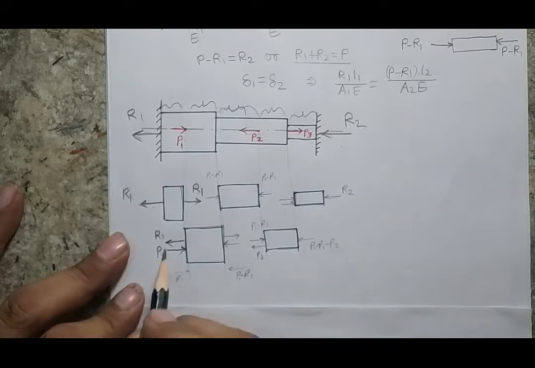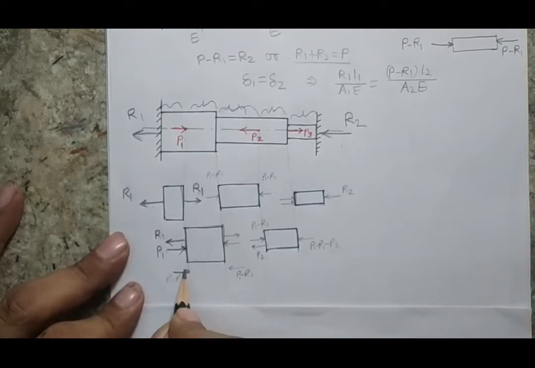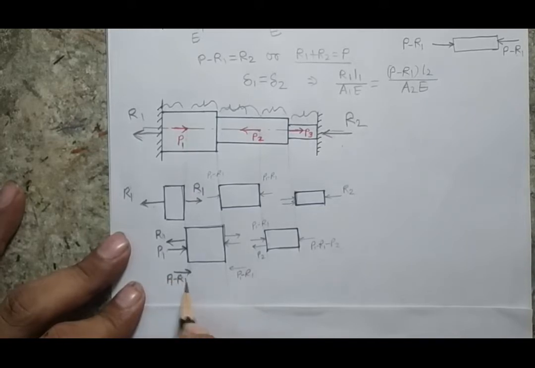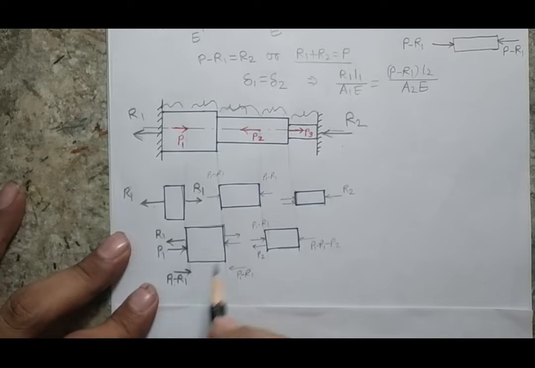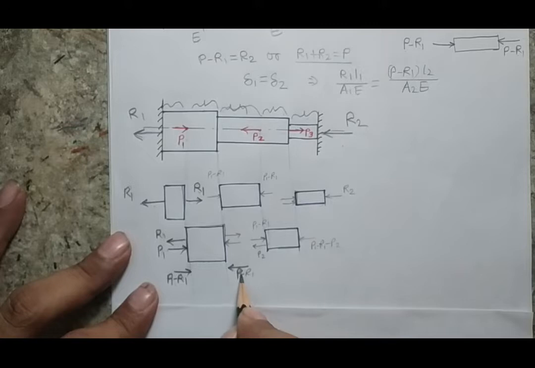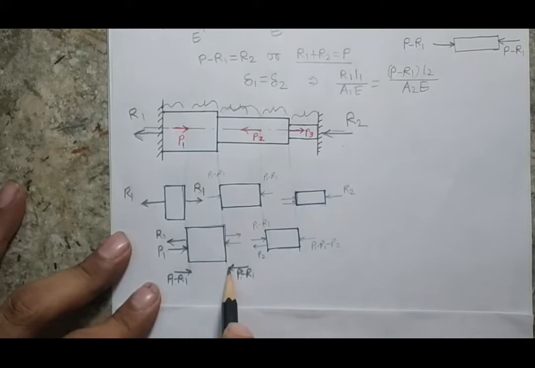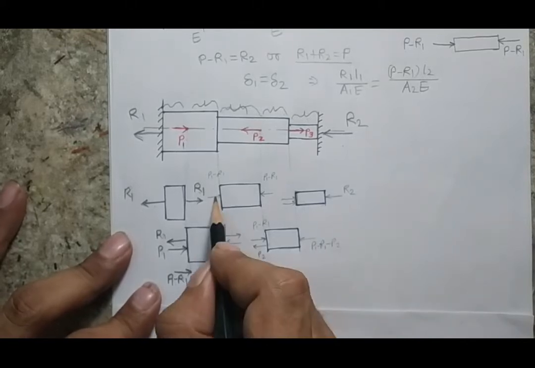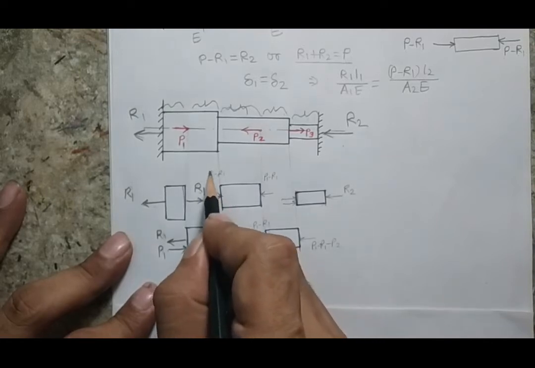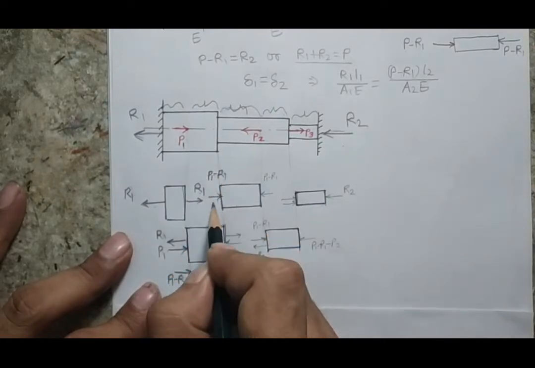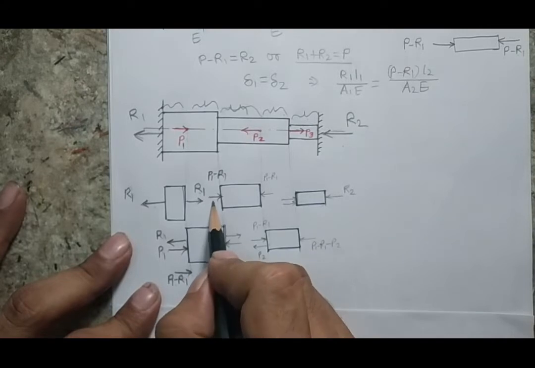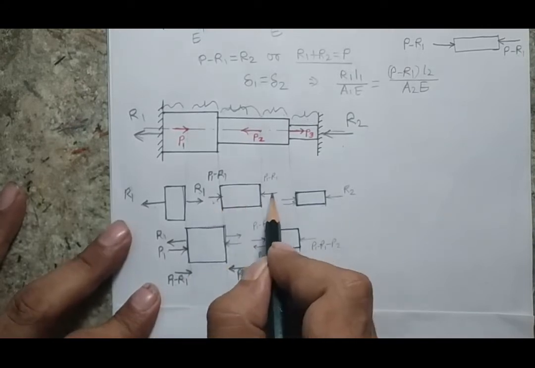If I am assuming that P1 is more, then my net force will be a force of compressive nature, and the total will be P1 minus R1. As this is P1 minus R1, no need to think what would be on the other side. Simply put a force P1 minus R1 on the other side. As per my convention, it is going inside this body, and equal and opposite P1 minus R1 will act here. So this will again be P1 minus R1, the same P1 minus R1 on the other side.